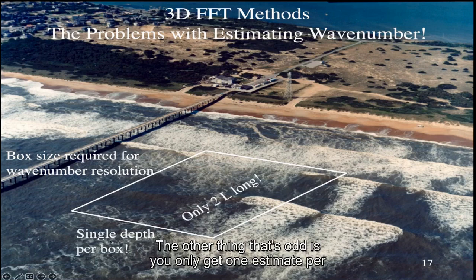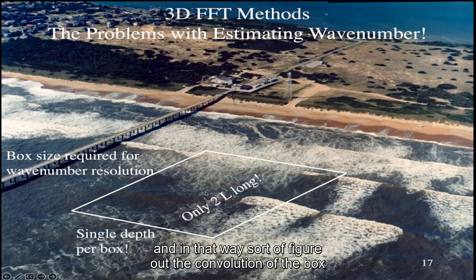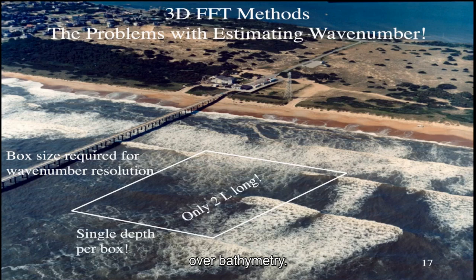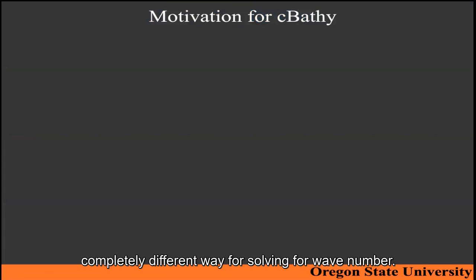The other thing that's odd is you only get one estimate per box. And so you can shift the box a little bit each time, and in that way sort of figure out the convolution of the box over bathymetry. But it's really not a method that's well designed for high resolution bathymetry, especially in shallow water where things are changing a lot. So that gets us to cBathy, because we're going to do a completely different way of solving for wave number.